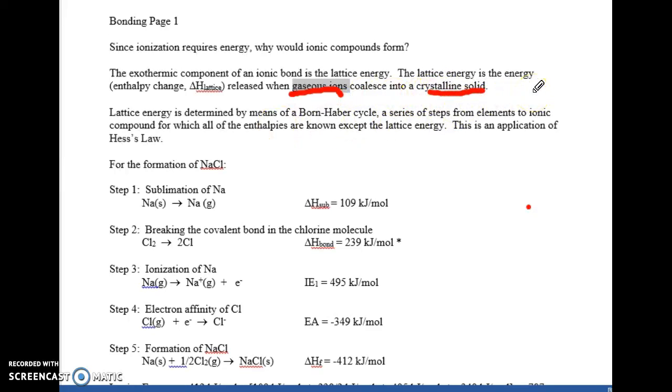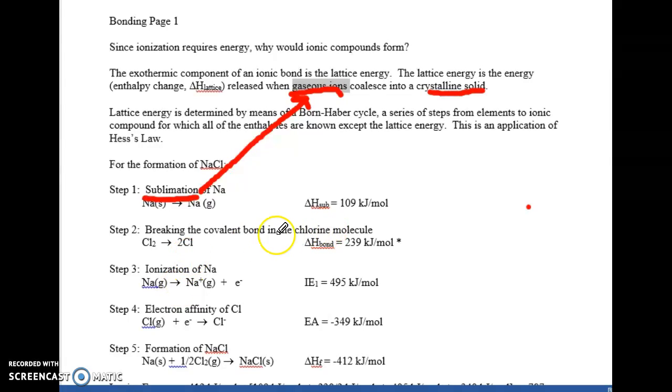So lattice energy is determined by means of what's called a Born-Haber cycle, a series of steps from elements to ionic compounds for which all the enthalpies are known except for the lattice energy. And this is really just a Hess's law, so you'd have to be given lots and lots of data to do this. So this requires you to know lots of definitions. So sublimation of sodium is sodium going from solid to gas, and again, that's because this has to be gaseous. So you'll see heat of sublimation here, and again, that is endothermic, so you'll see it's positive.